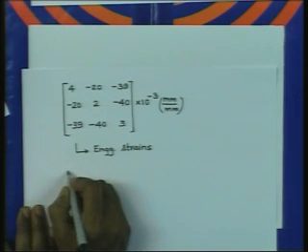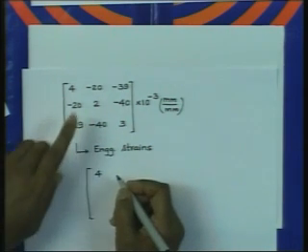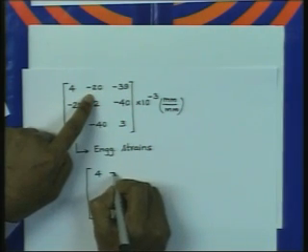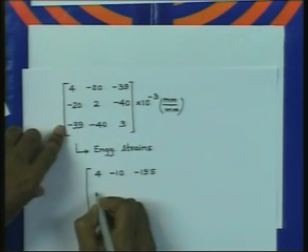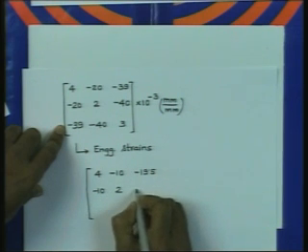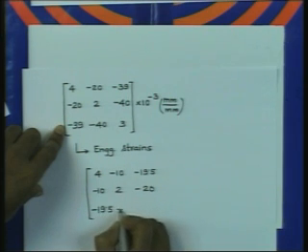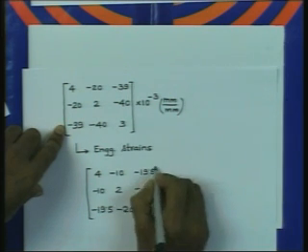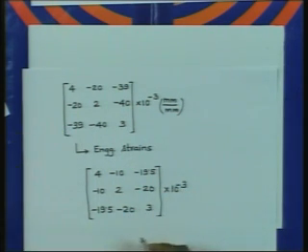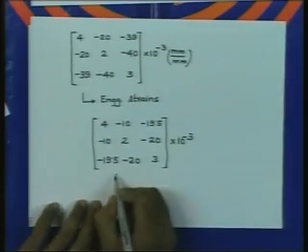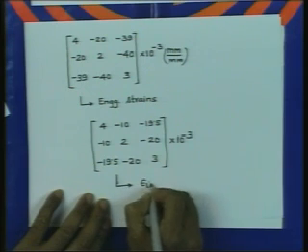If we want the tensor components, it is going to be 4. This will be half of what we have here. So it is 10, minus 19.5, minus 10, 2, minus 20, minus 19.5, minus 20, 3, multiplied by 10 to the power minus 3. This is the strain tensor at point P.